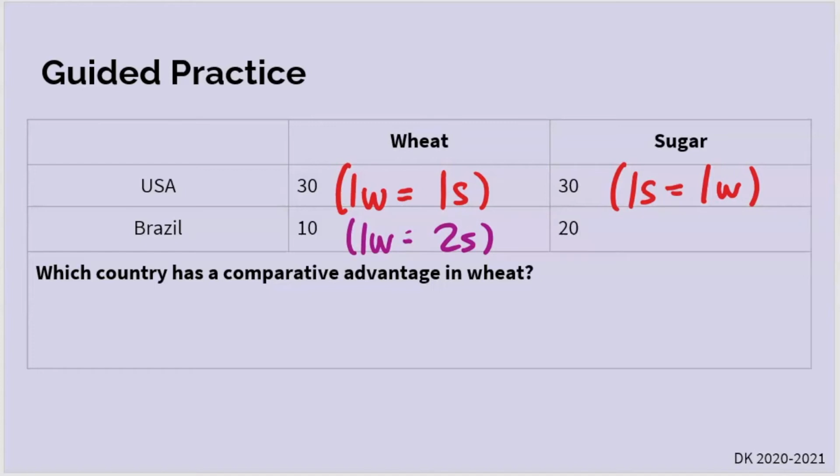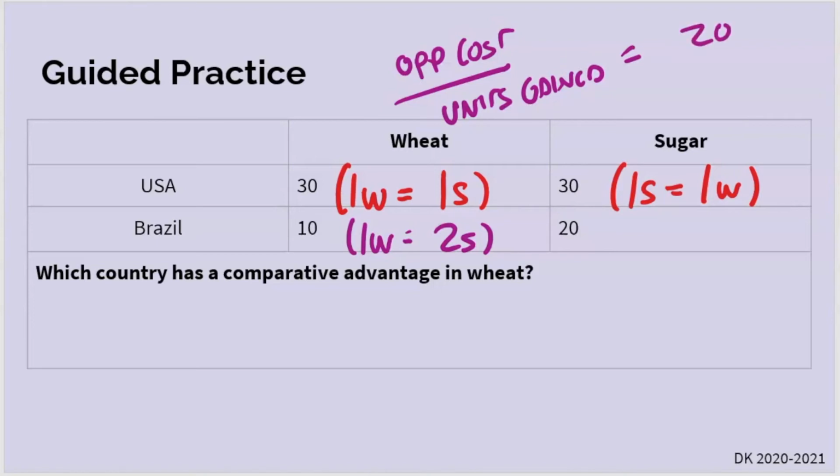Why? Well, remember, our equation is the opportunity cost over the number of units gained. So here, if Brazil is producing wheat, well, what are they giving up? Well, they're giving up the production of 20 pounds of sugar, and they're gaining 10 pounds of wheat, which equals 2. And then we're just going to do the same thing with sugar, but honestly, we could just take the inverse, so half of a wheat here.